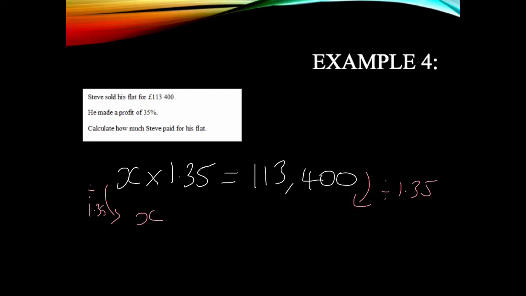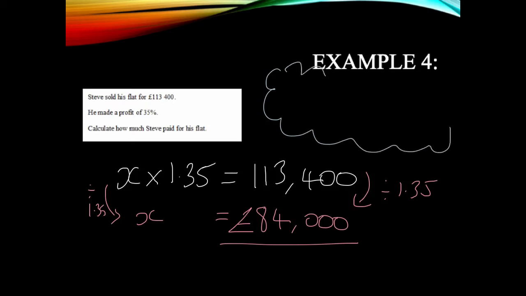And I should get that X is, and again I'm going to use my calculator here, 8,400. Okay, so Steve paid £84,000 for his flat. It's not the same as just taking 35% away from 113,400. I'm just going to do that up here just to show and prove a point.